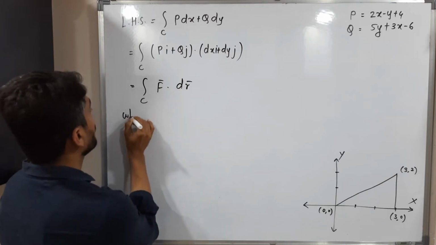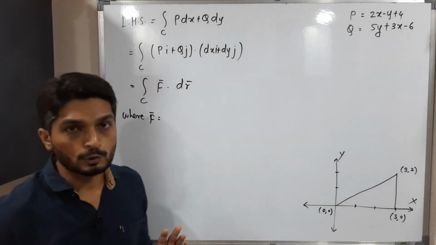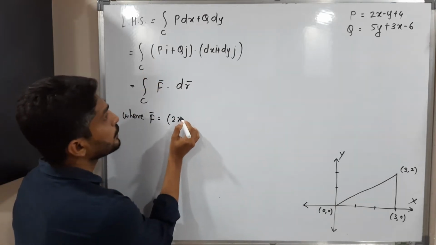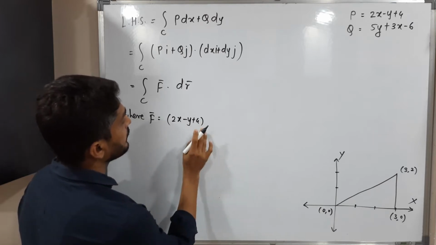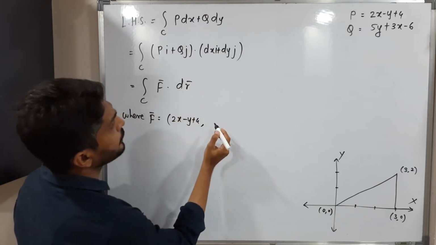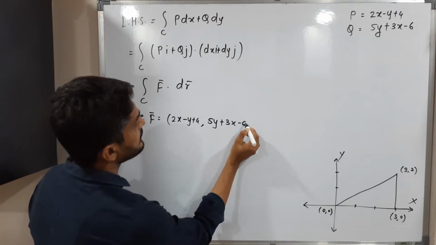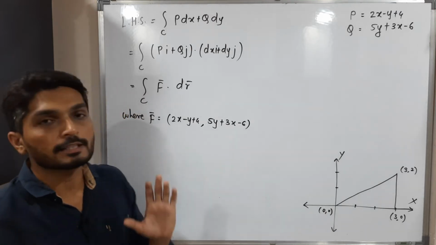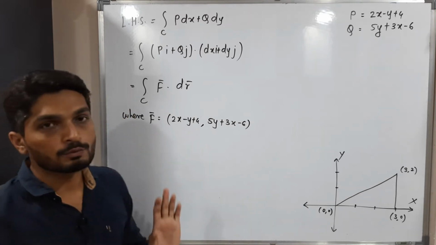Obviously f bar is equal to what? pi plus qj. Let me put in the values. What is our p? It is 2x minus y plus 4, i. And q is 5y plus 3x minus 6. You can write it in terms of i and j, or simply as an element of R2. So this is f bar.